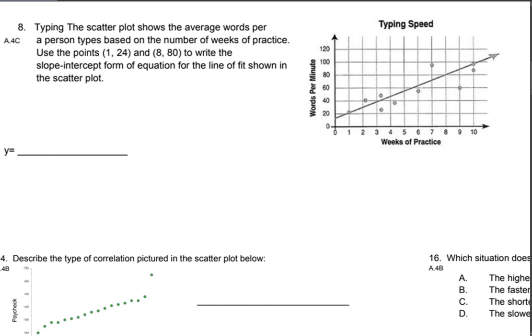All right, so the typing scatter plot shows the average words per minute that a person types based on the number of weeks of practice. Use the points (1, 24) and (8, 80) to write the slope-intercept form of an equation for the line of best fit shown. So basically, they give us 2 points. This is going to be my x1, this is going to be my y1, this is going to be my x2, and this is going to be my y2.